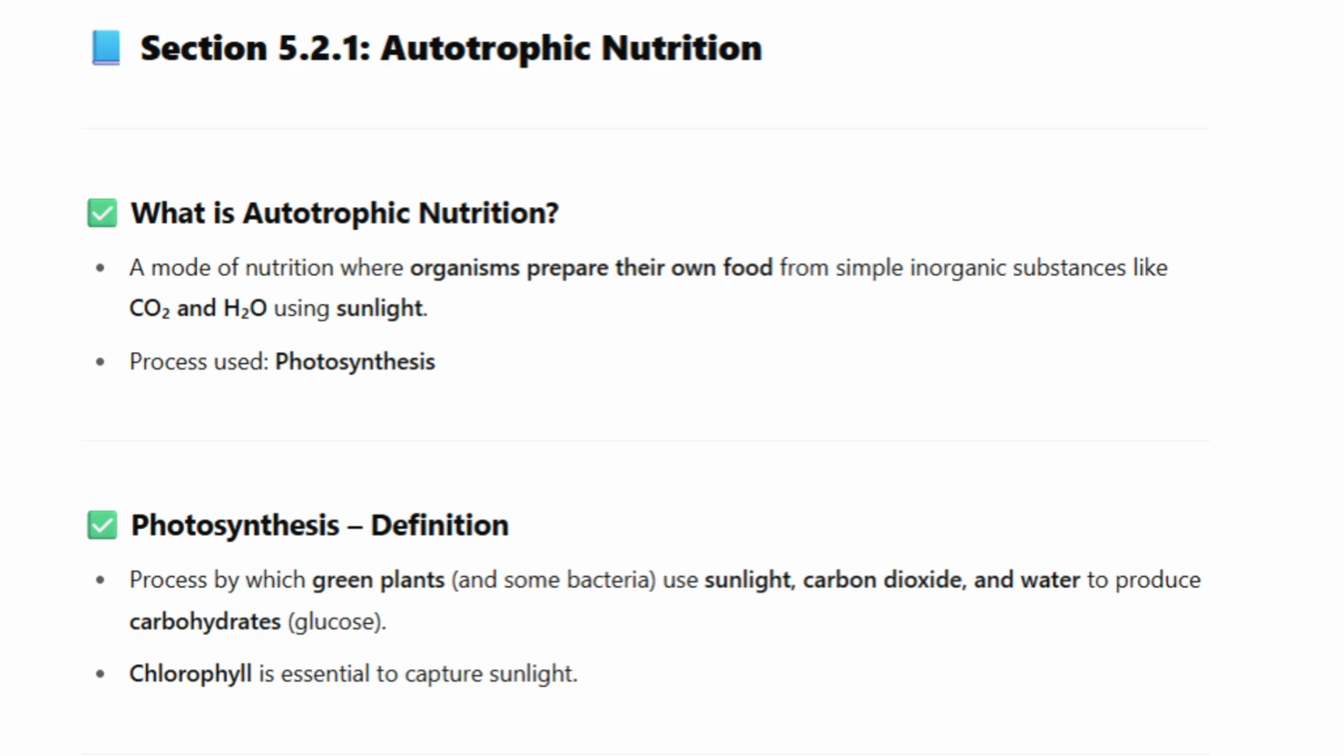Section 5.2.1. Autotrophic nutrition. What is autotrophic nutrition? A mode of nutrition where organisms prepare their own food from simple inorganic substances like CO2 and H2O using sunlight. Process used: photosynthesis. Definition: the process by which green plants and some bacteria use sunlight, carbon dioxide, and water to produce carbohydrates, glucose.